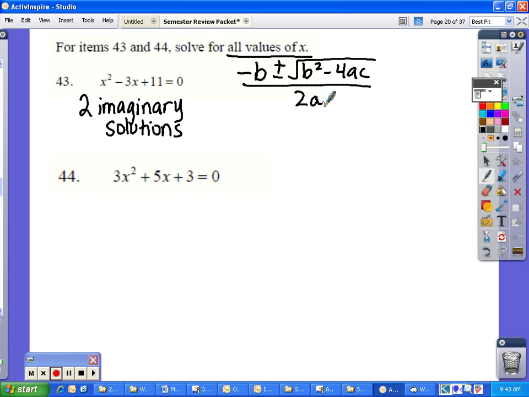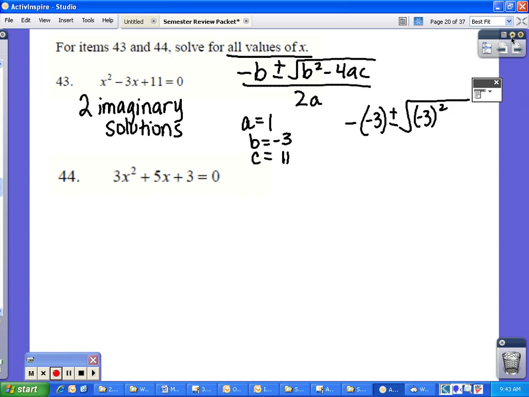In this problem, a equals 1 because 1 is the coefficient of x squared. B equals negative 3, which is the coefficient of x, and c is 11, which is your constant. So I'm going to plug all of these numbers into my quadratic formula. So negative 3 plus or minus the square root of negative 3 squared minus 4 times a times c, all over 2 times a.